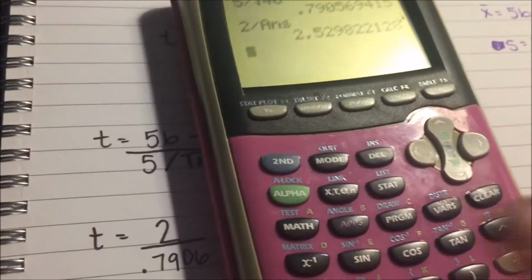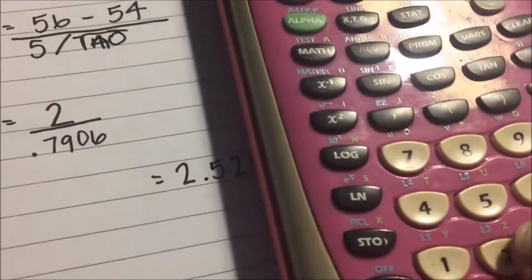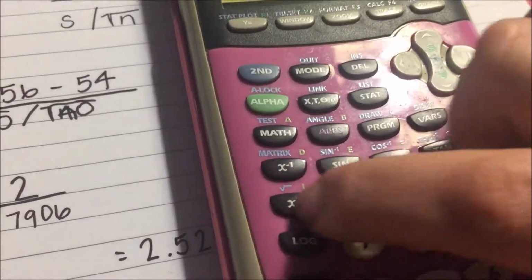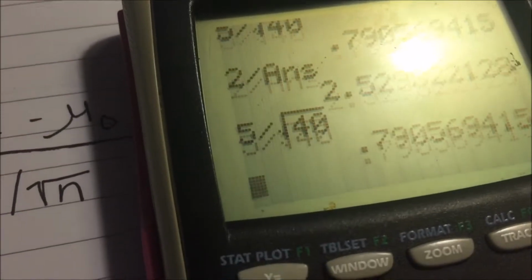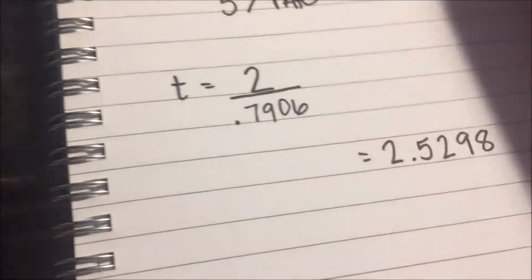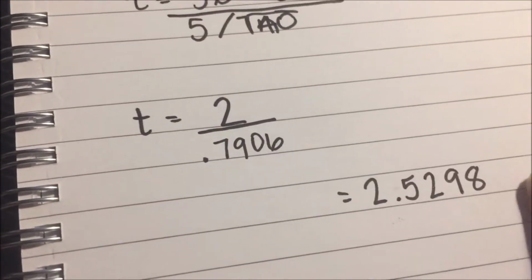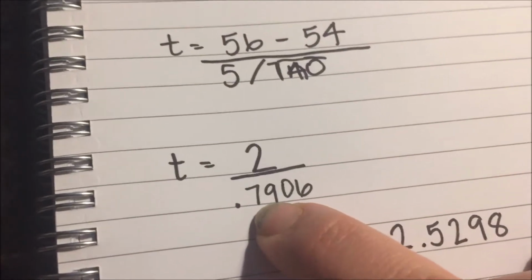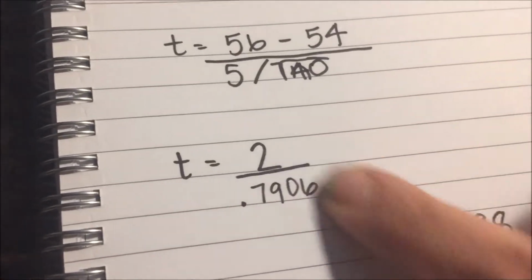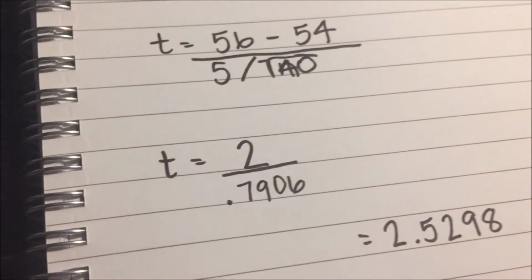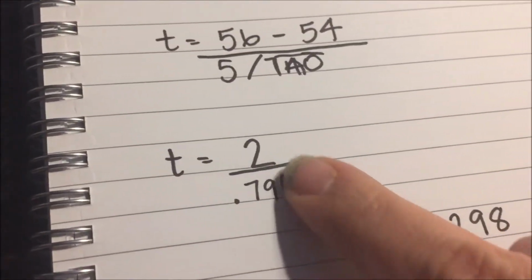We find that again by doing 5 divided by the square root of 40 and pressing enter, and we get that big long number. We want our answer to be as accurate as possible, and if we rounded this number and just used 7906, our answer would be a little bit different than this right here. So I'm going to show you how to get an exact answer.